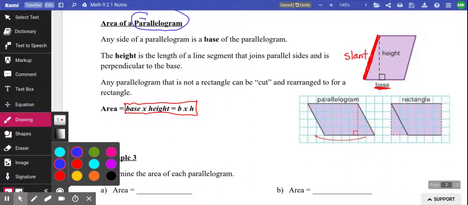My height is what happens when I go directly from the top to the bottom, right? Without any sort of angle. So it's this guy right here in blue. That's your height. Your height has to be straight up and straight down, not on a slant.